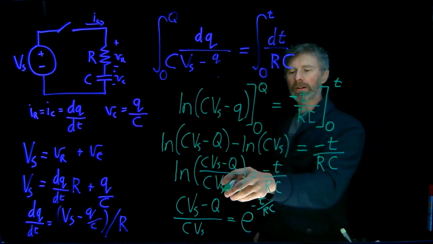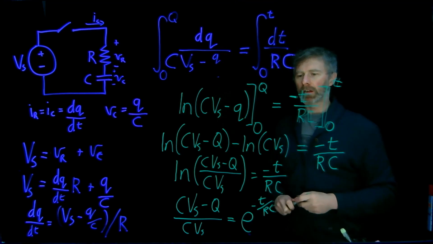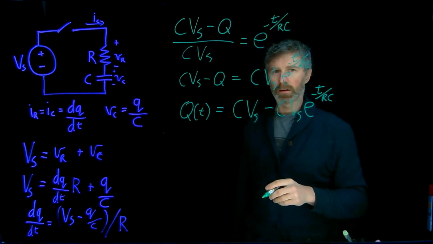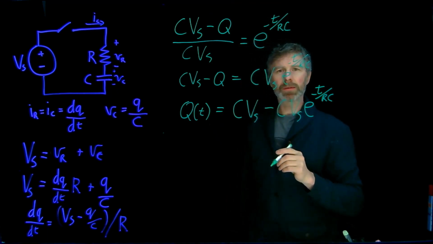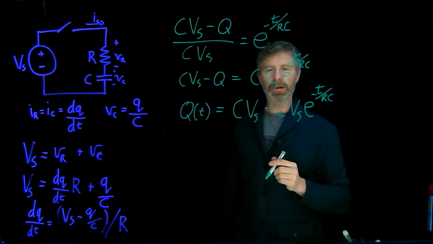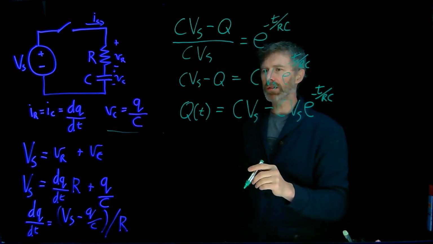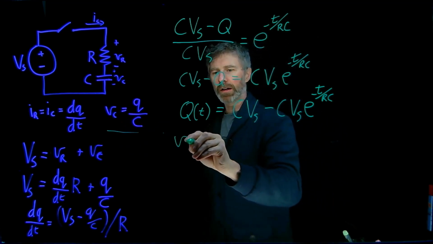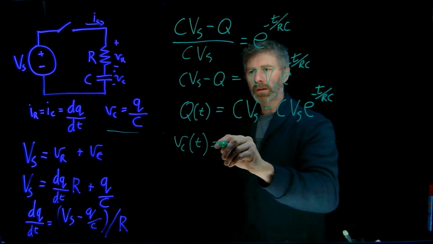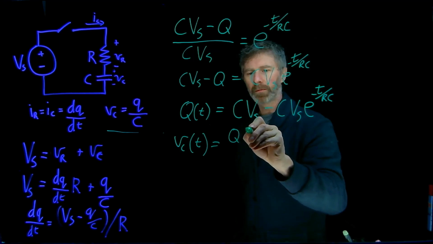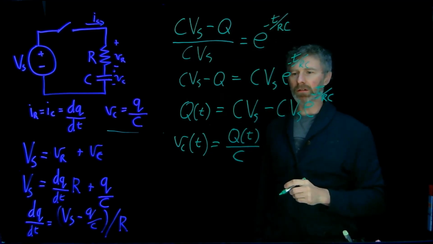Now remember, I'm trying to find q as a function of time, so I'm going to rearrange this equation and solve for q. And really, overall, I don't care about q as a function of time. I really care about the voltage across the capacitor as a function of time. Well, we can go back to this definition here for capacitance. So I know that Vc of t, or voltage across the capacitor as a function of time, is equal to the charge as a function of time divided by capacitance.